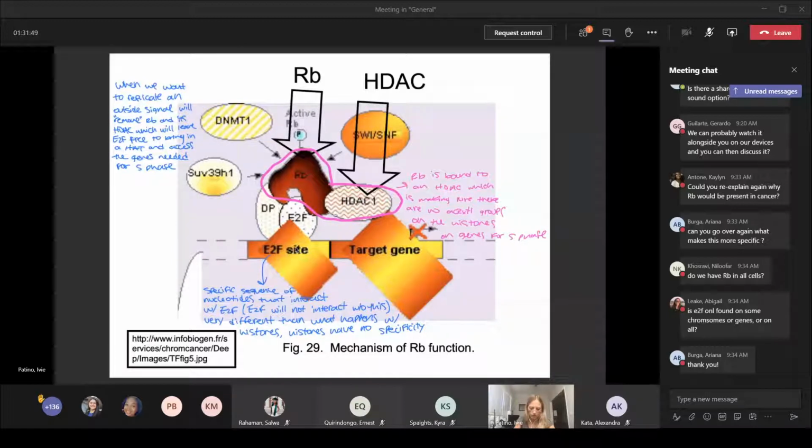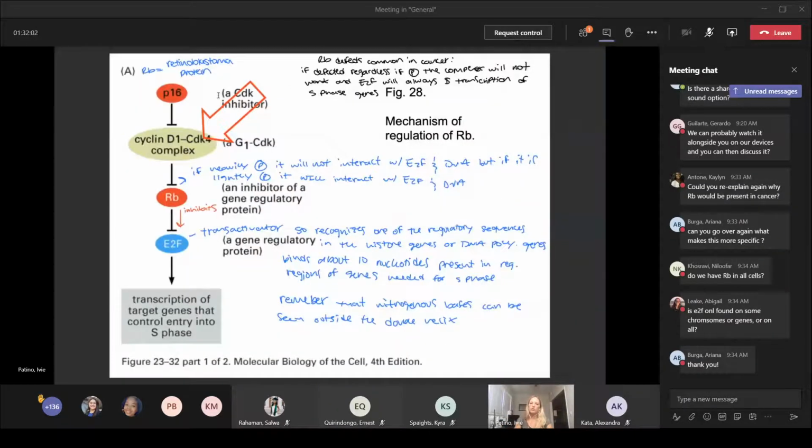Is E2F only found on some chromosomes or genes, or in all? I'm pretty sure this is happening in all of your cells, because although we term RB retinoblastoma protein, it's not exclusive to retinoblastoma. That's just the first place they found it. So I'm pretty sure that this is happening in all of your cells, because we need this E2F if we want to replicate our DNA and go through mitosis. We need this E2F to bring in that HAT and allow those genes to be accessible.